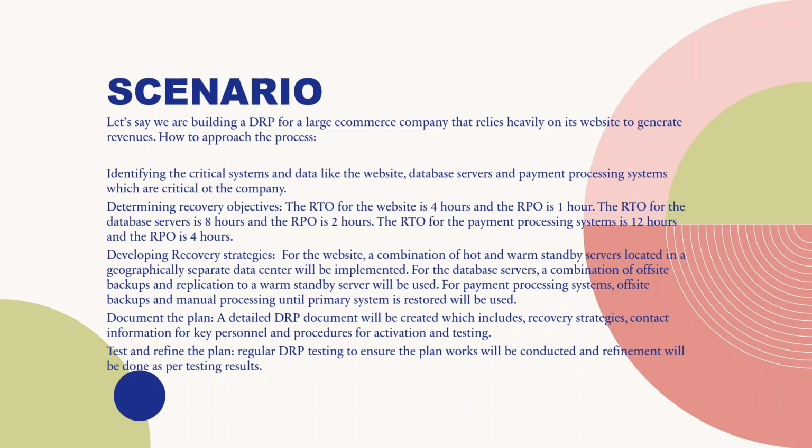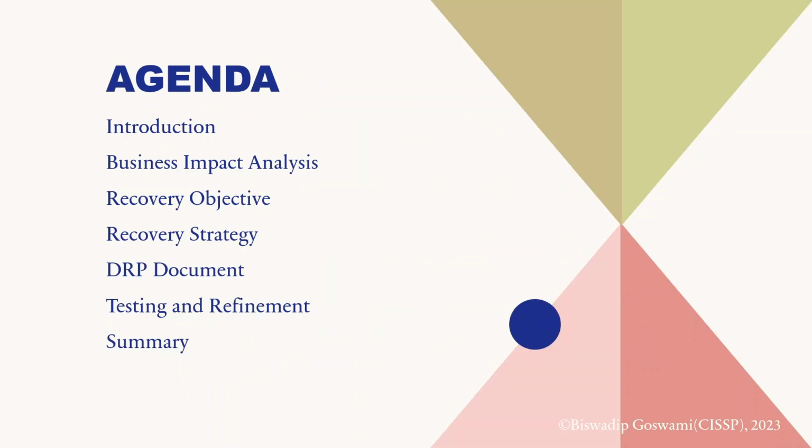Document the plan. A detailed DRP document will be created, which includes recovery strategies, contact information for key personnel, and procedures for activating and testing. Test and refine the plan. Regular DRP testing to ensure the plan works will be conducted and refinement will be done as per the testing results.